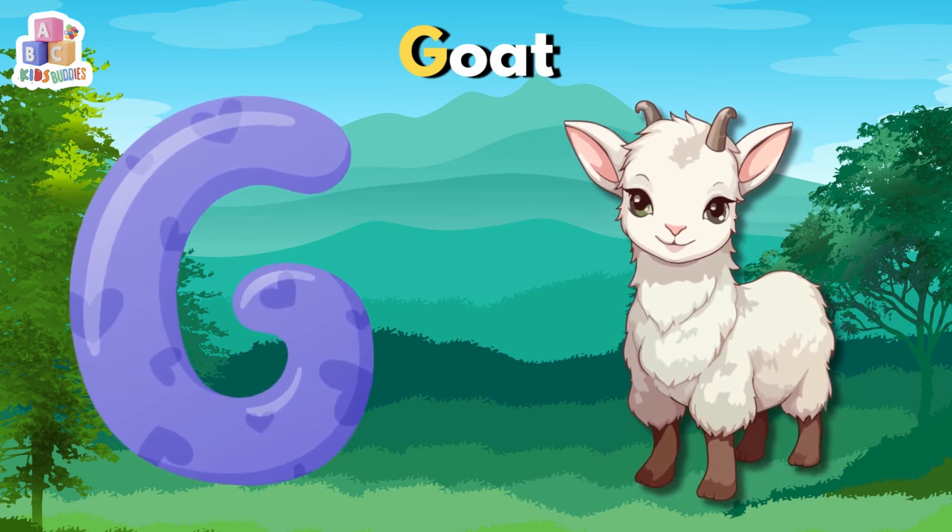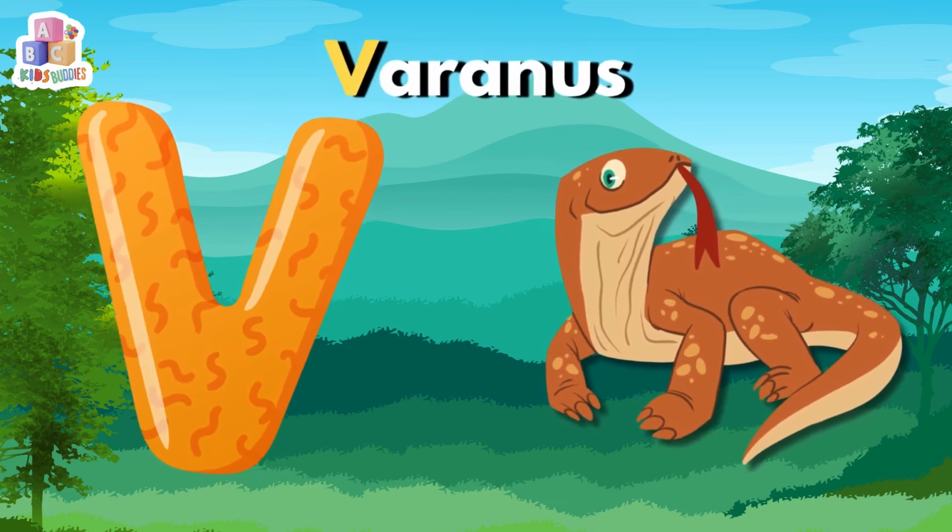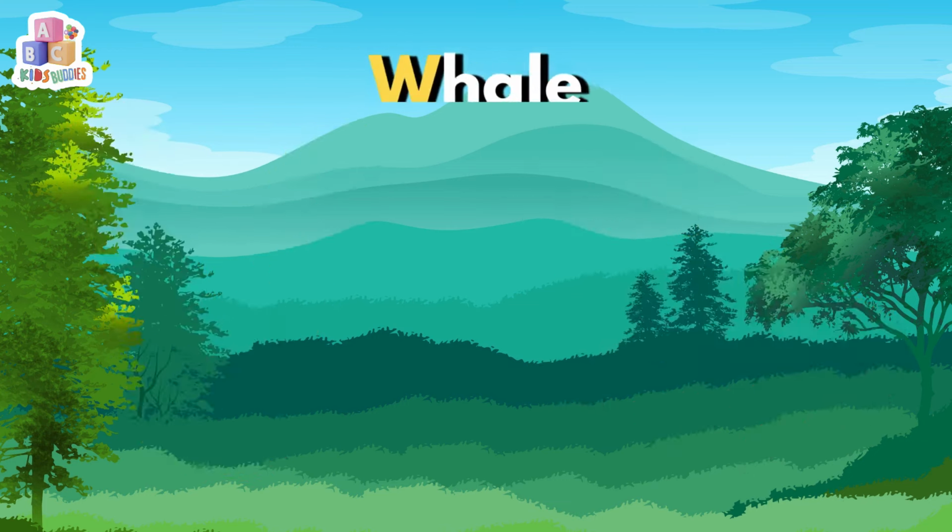Unicorn. V is for varanus. Varanus. W is for whale.